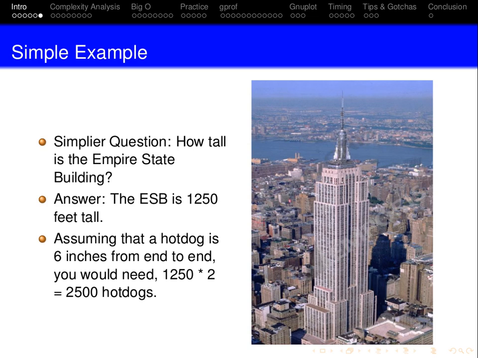If you actually did the hot dogs and did this empirically, would it be exactly 2,500? No, but would you expect it to be fairly close? Yeah, within 5%. Right. So we are estimating, which gives us an approximation that is actually very useful.